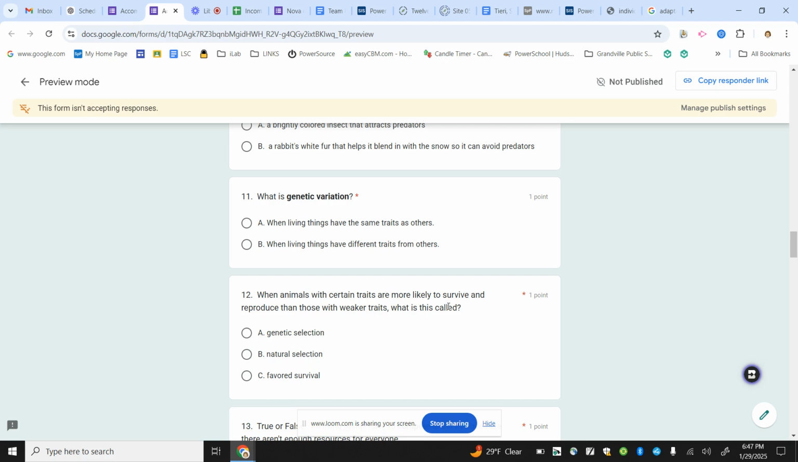Number 11. What is genetic variation? A. When living things have the same traits as others. B. When living things have different traits from others.